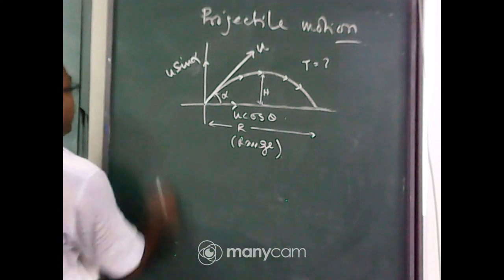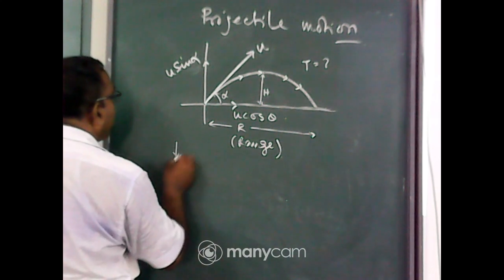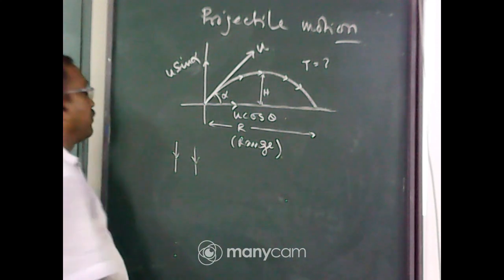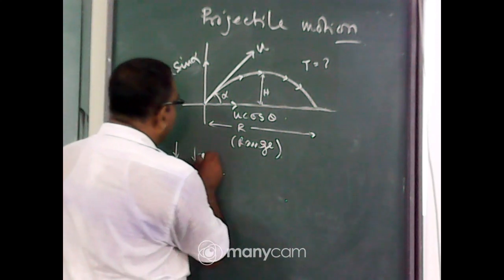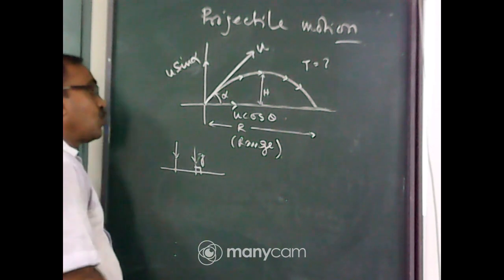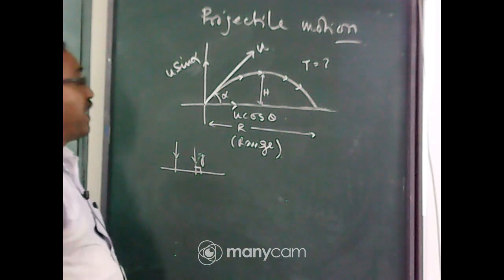Because you know it, the acceleration acts always perpendicular to the surface. So the surface is this, g is that, the angle is 90 degrees, so there is no component along its perpendicular direction.